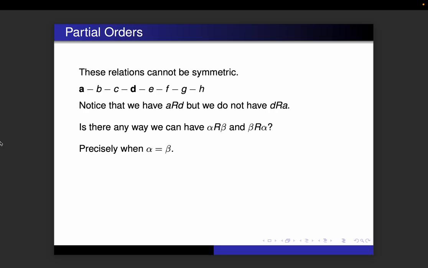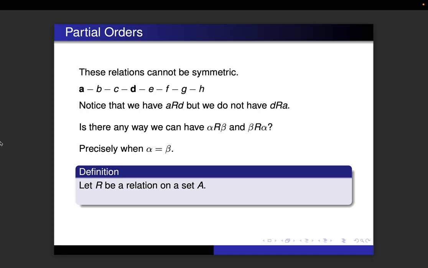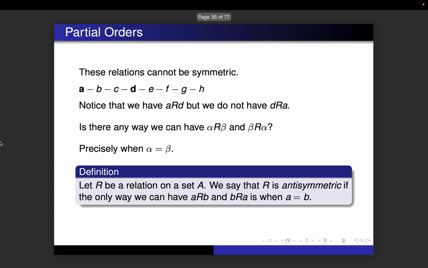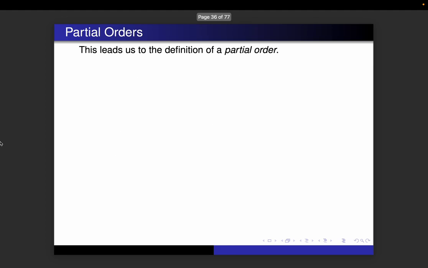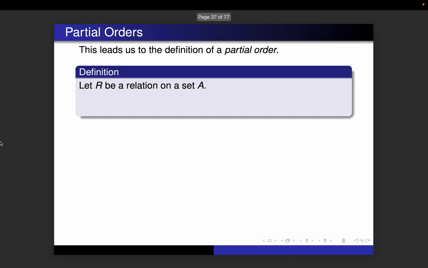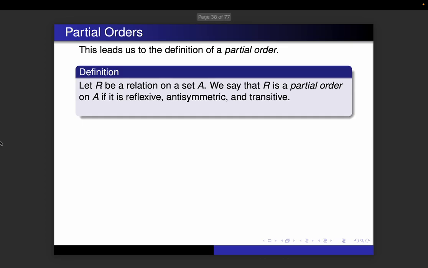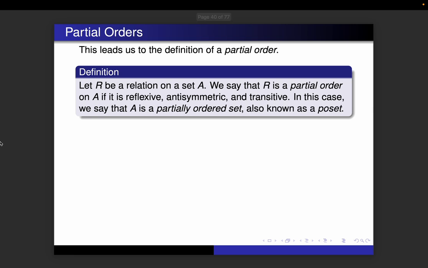So that leads us to the following definition. If R is a relation on a set A, we say that R is antisymmetric if the only way we can have both A related to B and B related to A is when A is equal to B. So now we're ready to define what a partial order is. If R is a relation on a set A, we say R is a partial order if it is reflexive, antisymmetric, and transitive. And in this case, we call A a partially ordered set, or if we want to say it slightly shorter, we can call it a poset.